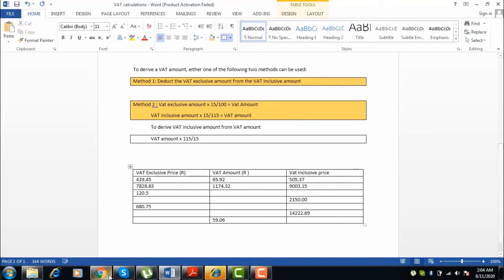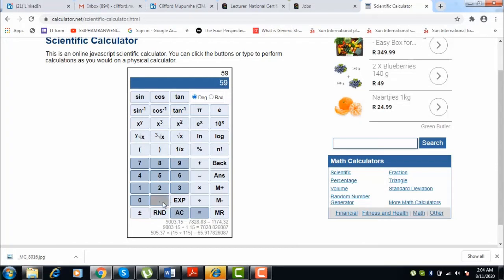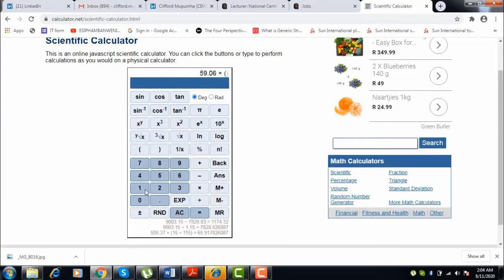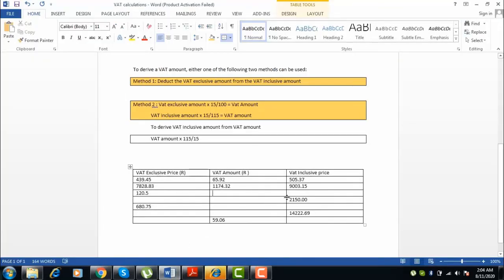Our VAT amount was 59.06. Then I should multiply by, open brackets, 115 divided by 15, then you close the brackets and you should get your amount. Here we go. What does this figure tell us? This is the amount that is VAT inclusive, 452.79.